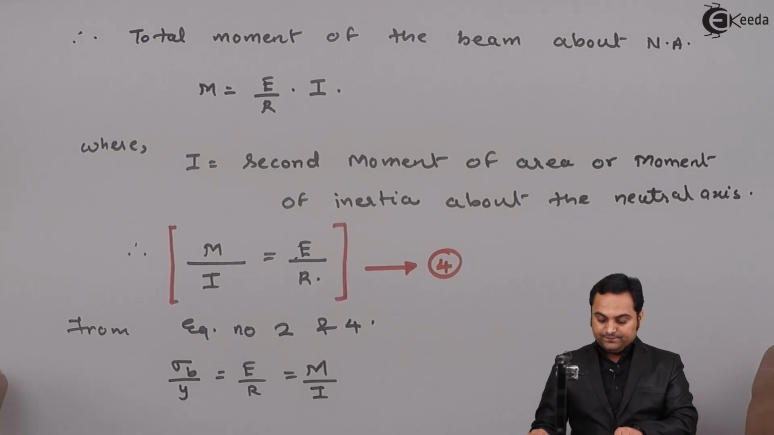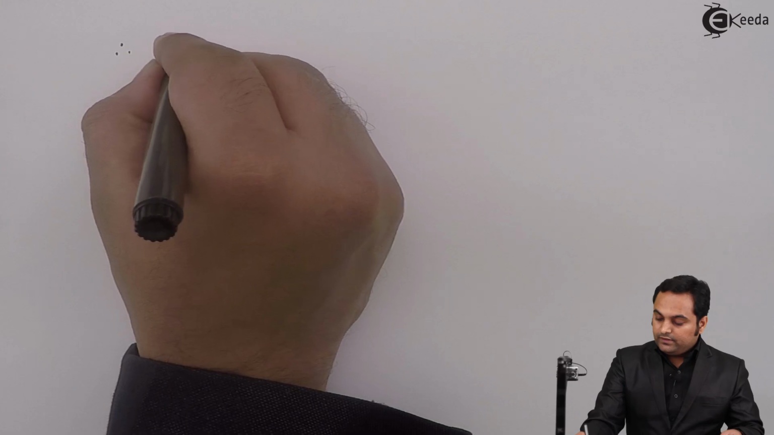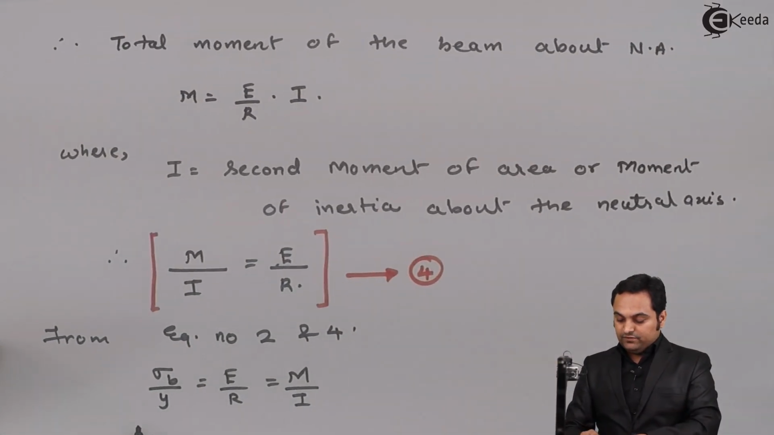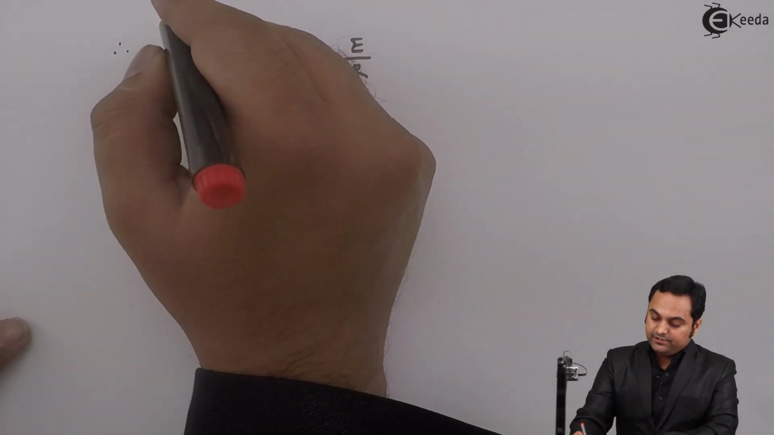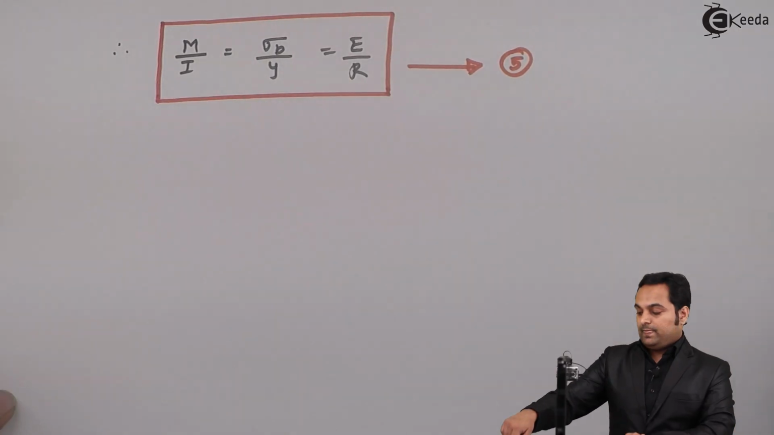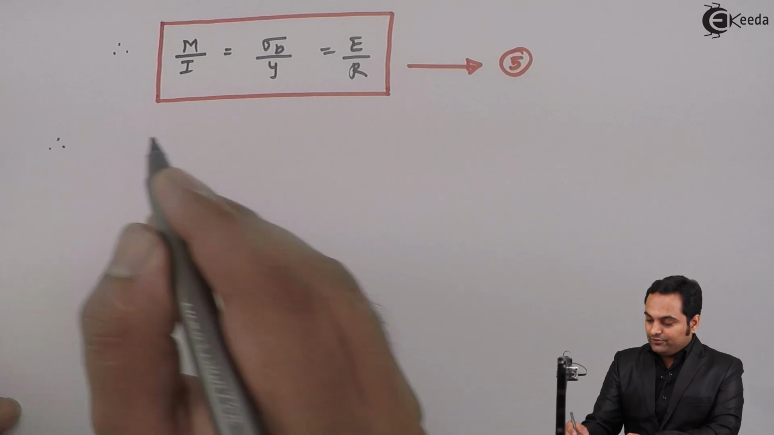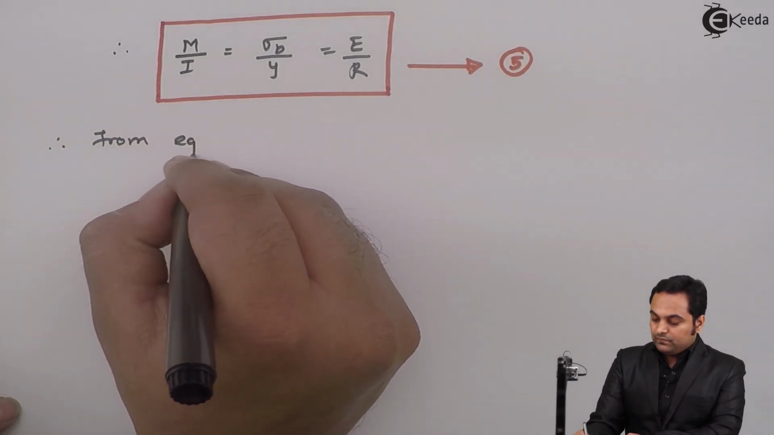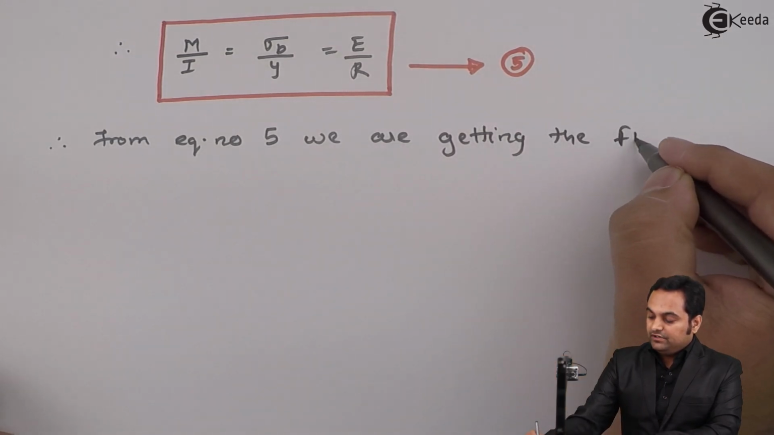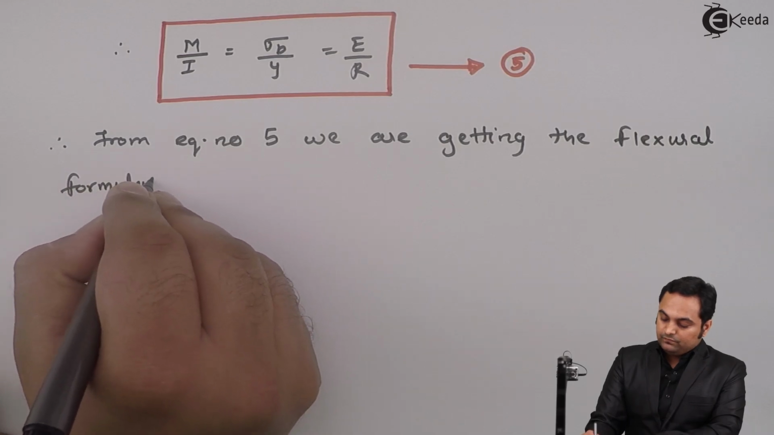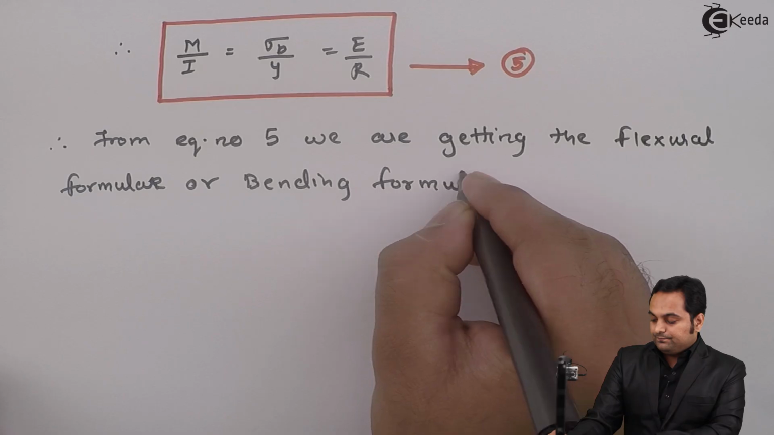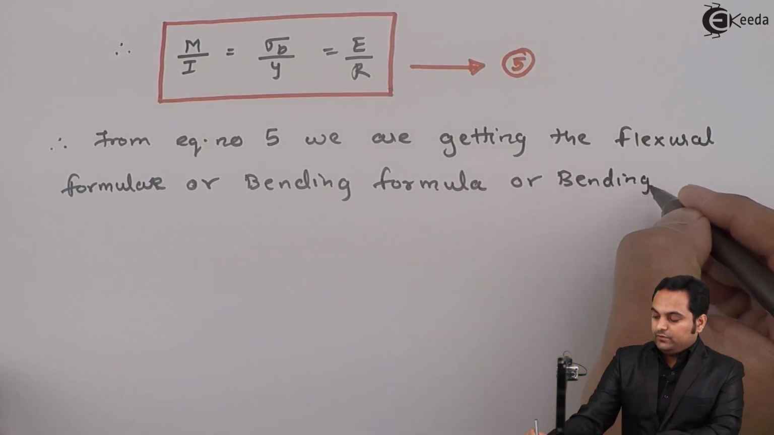Next I'll write it as, therefore M upon I is equal to sigma b upon y is equal to E by R. I have written it in this form, and this equation which I am getting here, I will keep this as equation number 5, and this is nothing but the flexural equation. So therefore from equation number 5 we are getting the flexural formula, or it is also called as bending formula or bending equation.